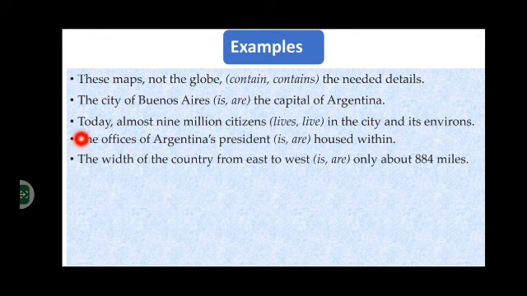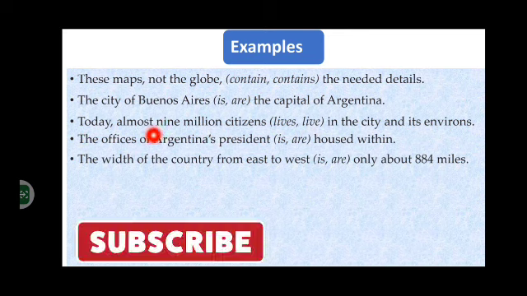Third, "Today almost 9 million citizens ___ in the city and its environs." So what do you think? What will be the subject and the correct verb form in this sentence? We have the subject, almost 9 million citizens. That's a plural one, so we will use the verb "live." "Today almost 9 million citizens live in the city and its environs."